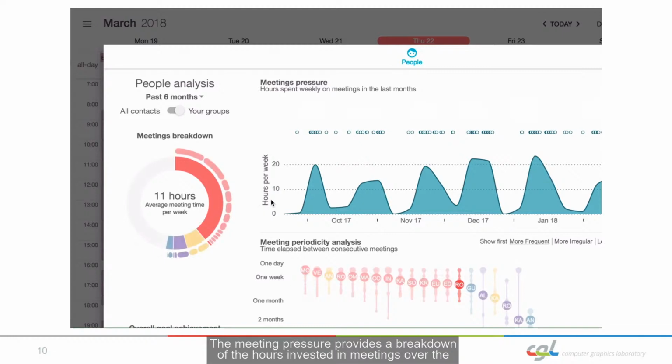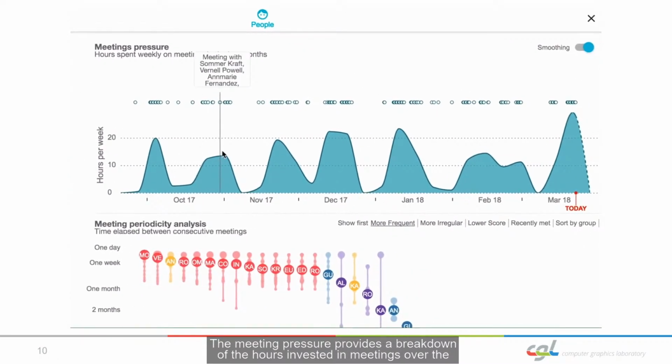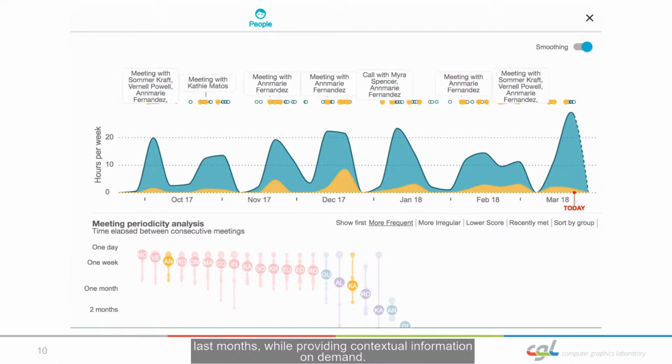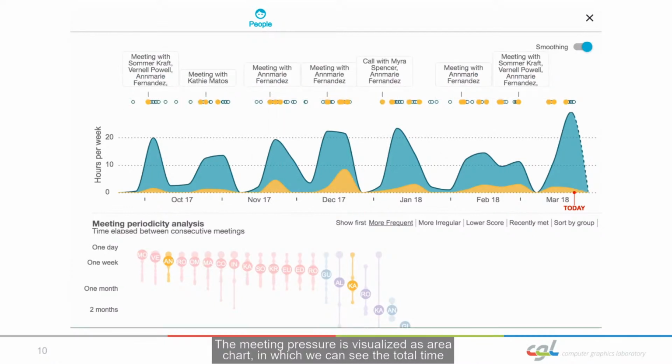The meeting pressure provides a breakdown of the hours invested in meetings over the last month, while providing contextual information on demand. The meeting pressure is visualized as an area chart in which we can see the total time spent in meetings, here in blue, and the fraction of time spent with selected individuals or groups in comparison, here in yellow.